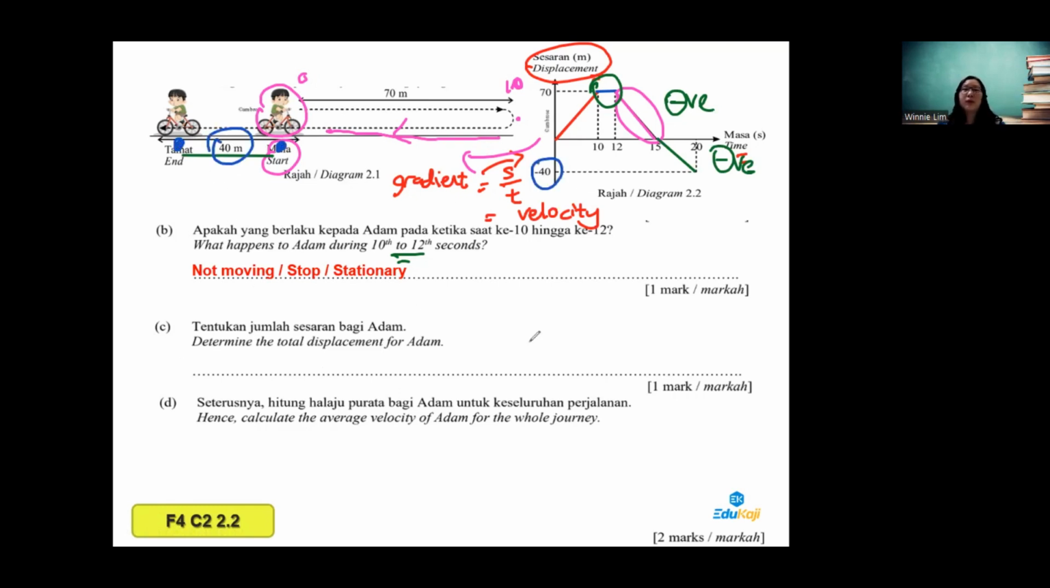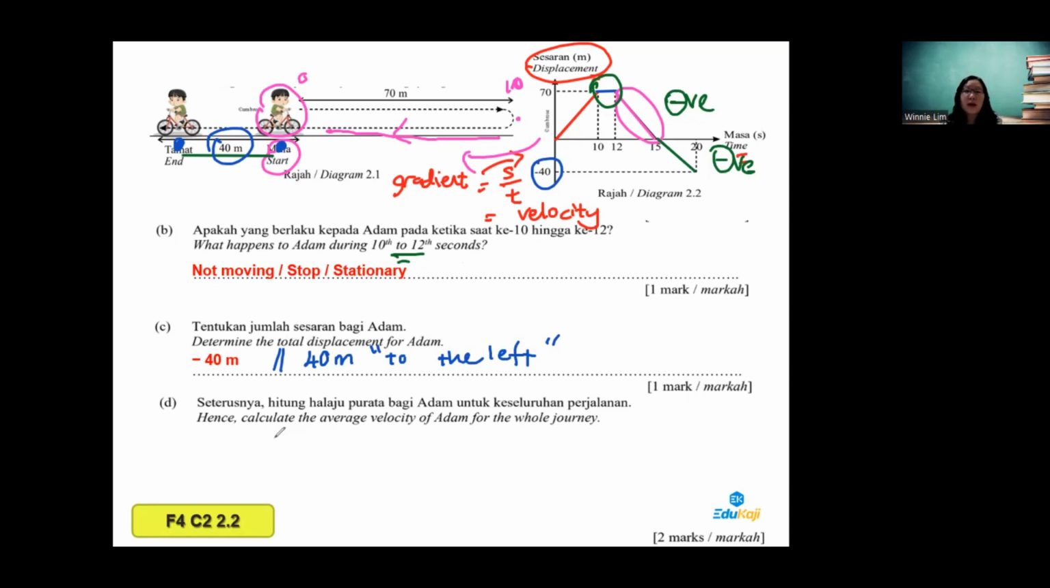Now, why do you need to put the negative? It is just to indicate that the object is towards the left side. Or if you want to give another idea, you can also write what? 40 meter to the left. So it actually indicates the idea of direction. That's why you all need to be careful when involving a vector quantity.